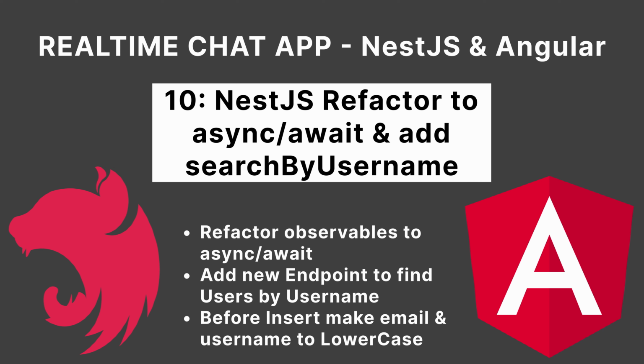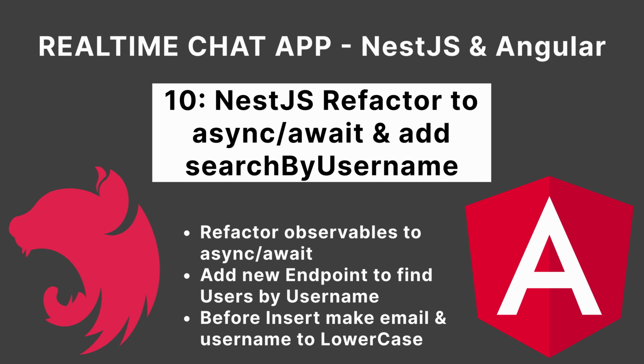This is video number 10 and here we'll do some NestJS refactoring where we refactor all our observables to async await, and we will also add a search by username. With this we have a new get endpoint where we can find users by username, which we will need later to add users to our chat room. Then we can search them by username and add them to our chat room in our Angular front end, which will be done in the next videos.